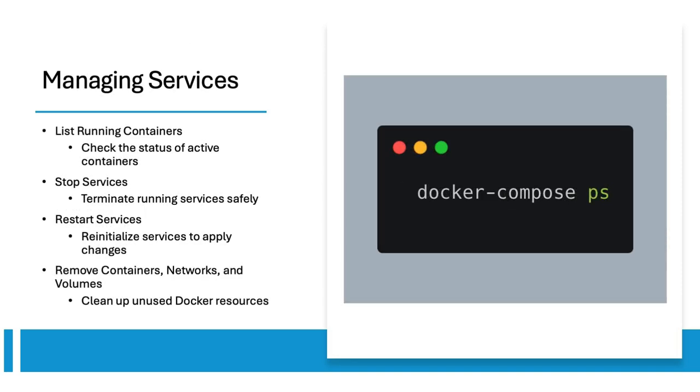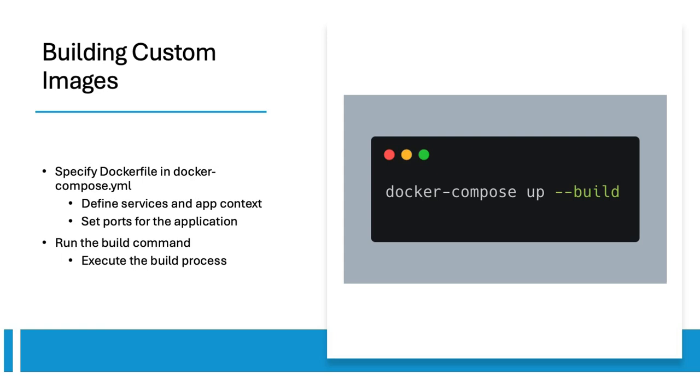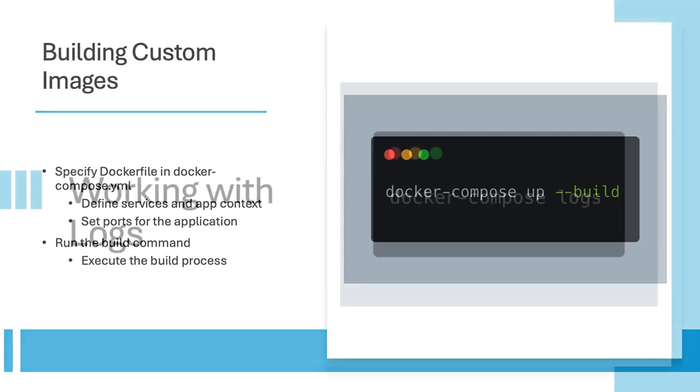Here are the essential Docker commands for managing containers. It includes listing running containers, stopping and restarting services, and removing containers, networks, and volumes. To build custom images, specify a Dockerfile in the docker-compose.yml file, define the services, the app context, and set ports. Then run the build command to execute the process.